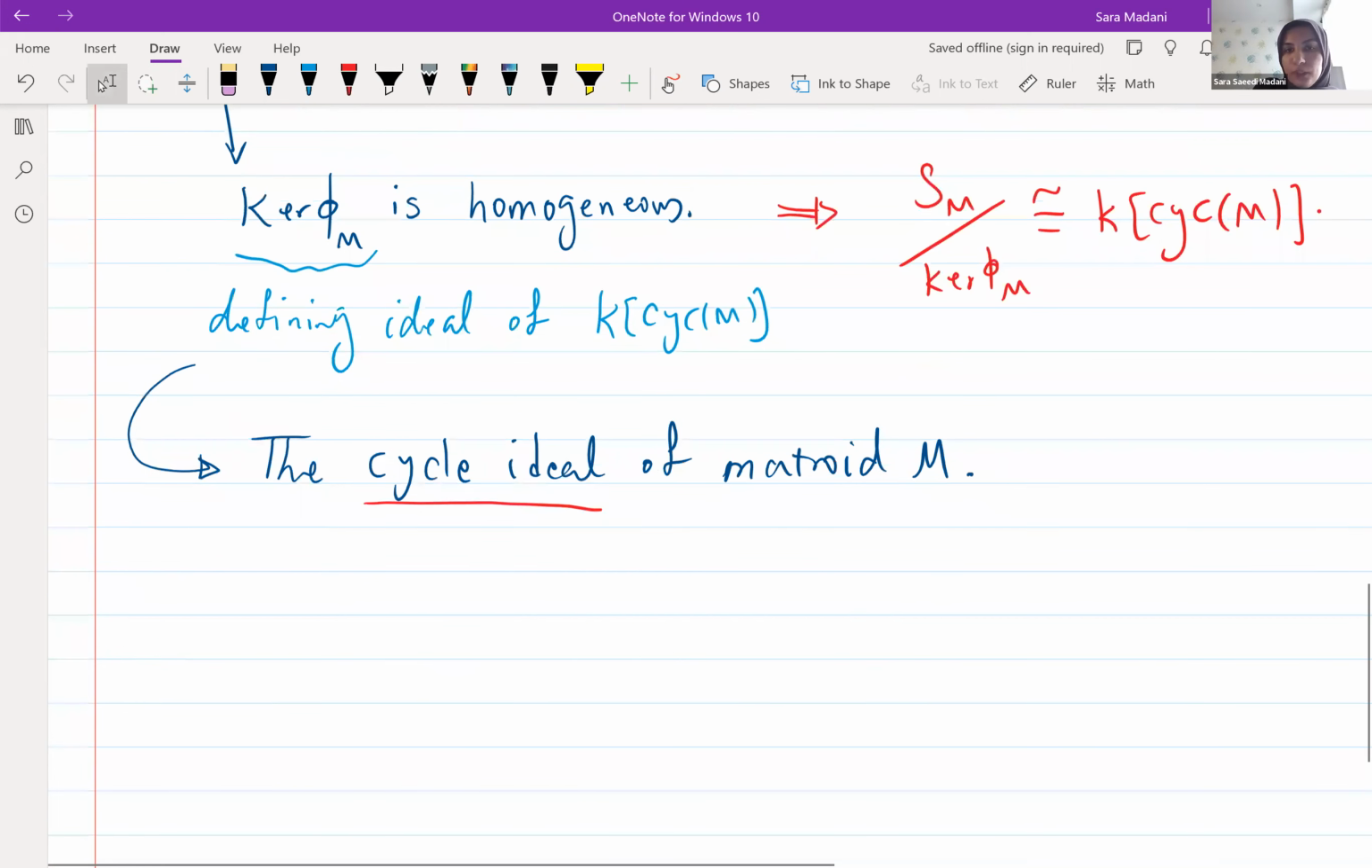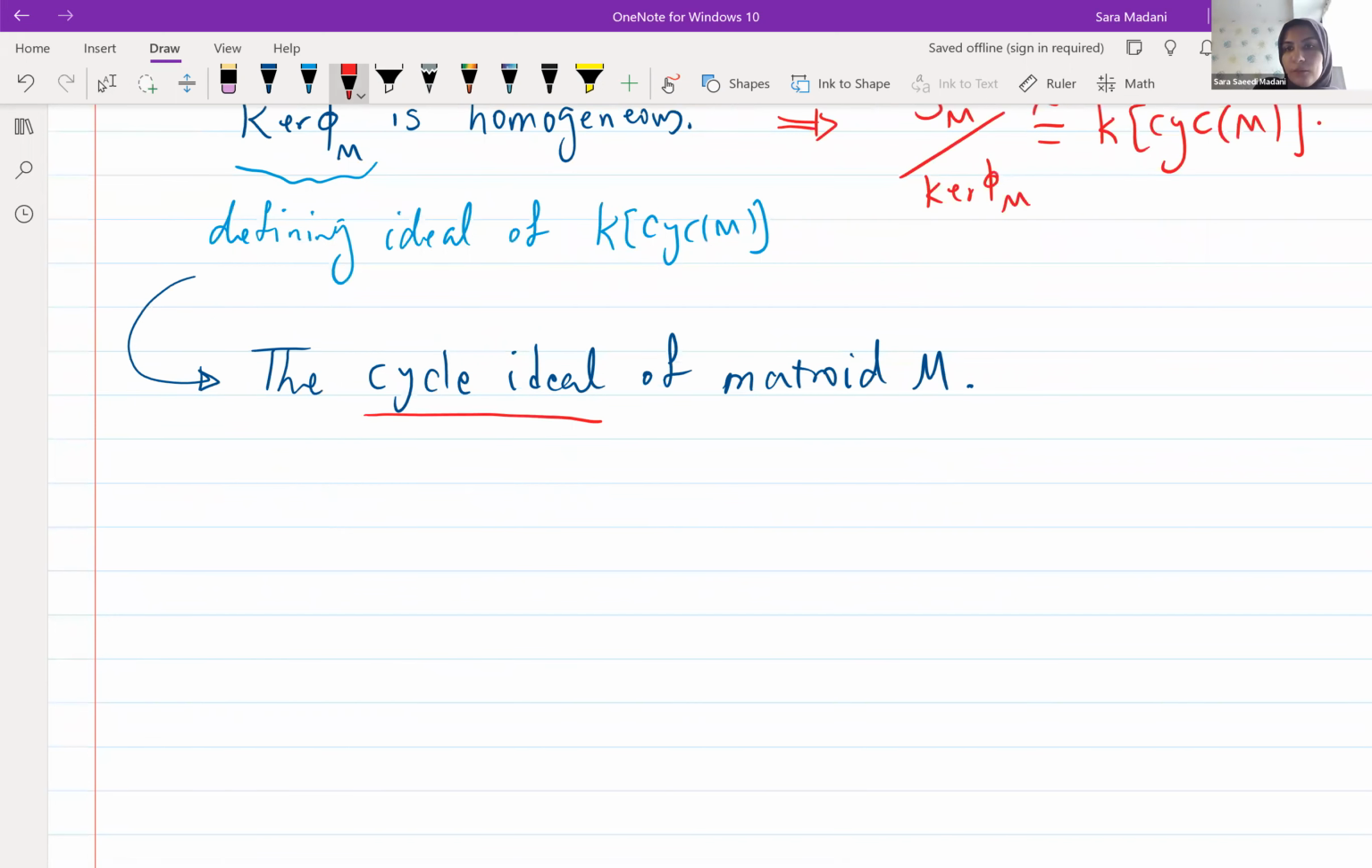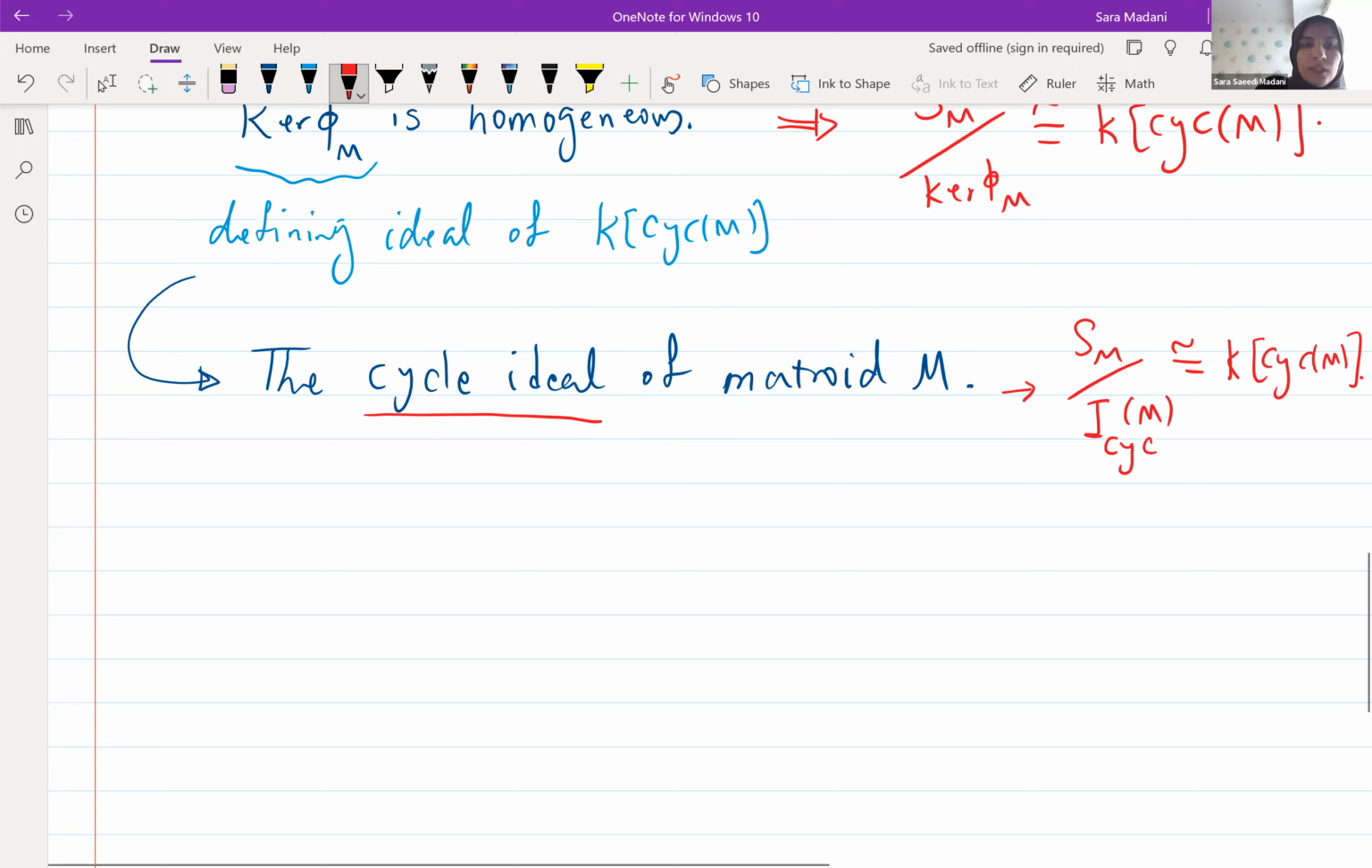So just to repeat that isomorphism, we have S_M over I psi M. This is the notation that I would like to use for my cycle ideal, which is exactly the kernel above. This is isomorphic to my K algebra. Okay, and this ideal, this cycle ideal, which is called also a toric ideal, since it is a defining ideal of a toric algebra, it is a prime ideal. Always toric ideals are prime. It is a graded or homogeneous ideal. We just mentioned above, this was just the kernel. And what else? It is also generated by some special types of polynomials, which are interesting enough in the literature.